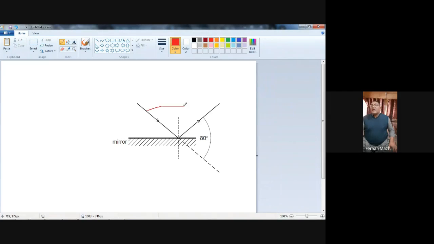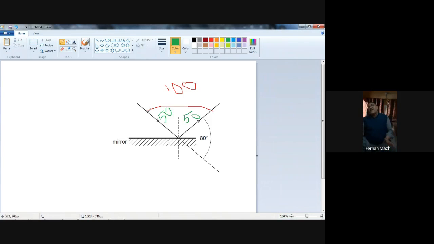This whole angle will be 100. If you remember mathematics, this is a straight line. This portion is 80, so this portion will be 100. The angle of incidence and angle of reflection are equal to each other. So their values should be 50-50. If this is 50, this should also be 50, because the angle of incidence and angle of reflection are equal to each other.